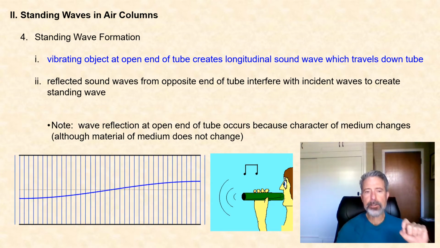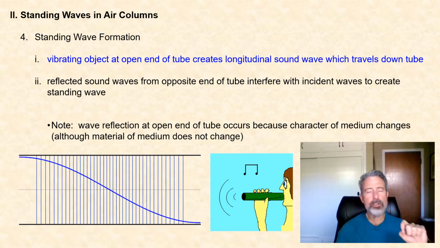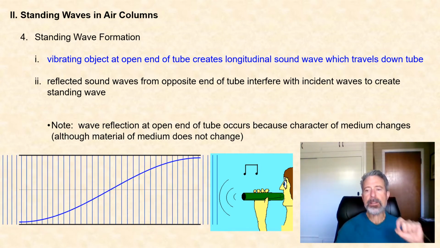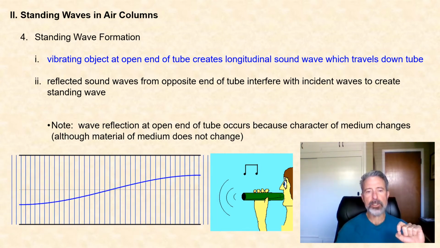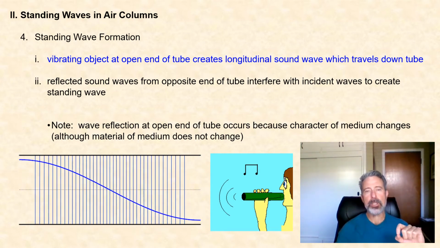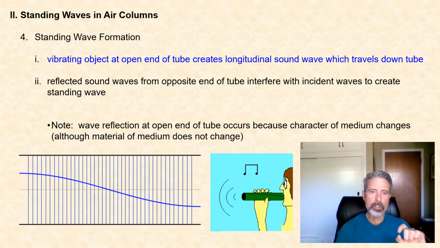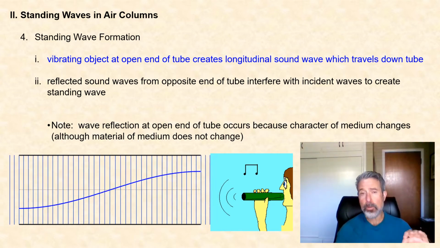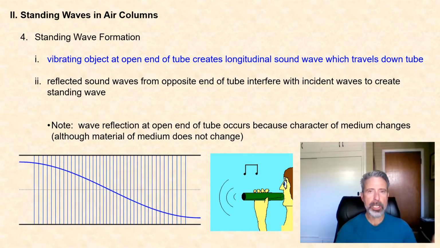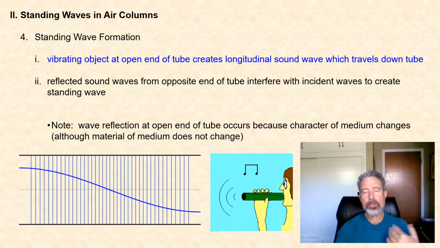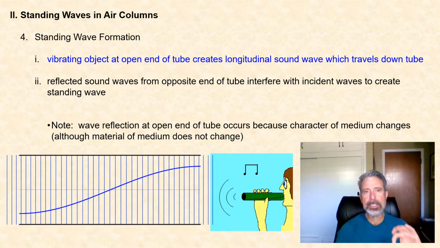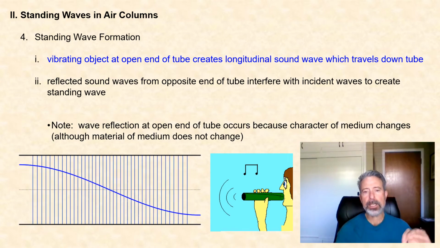And here we can say that the wave reflection at the open end of a tube occurs because the character of the medium changes even if the material of the medium does not change. So remember in our discussion of wave theory, we said that whenever the medium changes for whatever reason, this causes a change in wave speed, and this is going to cause some of the energy to get reflected at that boundary, creating a reflected wave traveling in the opposite direction.